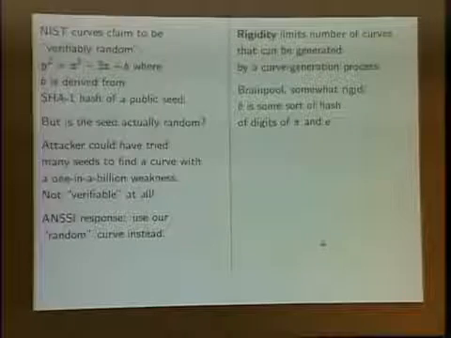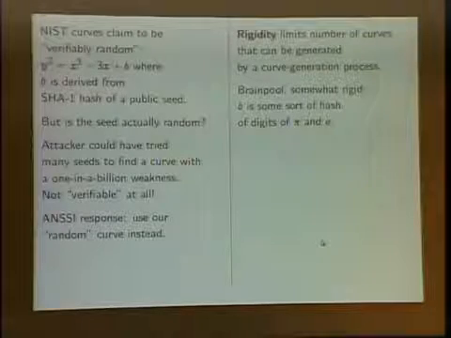So if they're trying to find a curve that's satisfying some one-in-a-billion property that allows some secret attack that we don't know, that they know, then they just don't have the flexibility to generate that curve. So a rigid curve generation process protects us against this corner possibility, because the people who generated the curves couldn't have generated many different curves searching for one vulnerable to this attack.